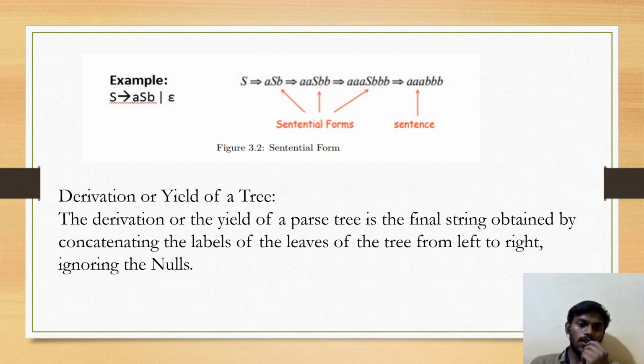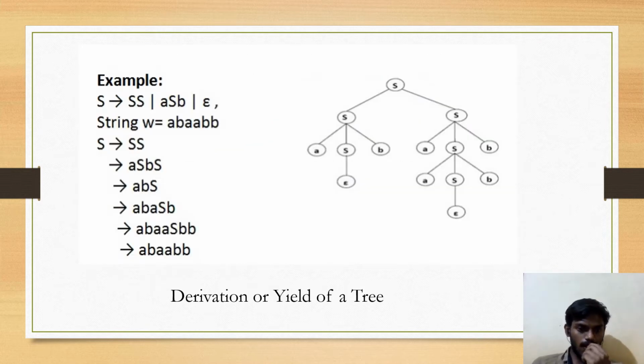Derivation or yield of a tree. The derivation or the yield of a parse tree is the final string obtained by concatenating the labels of the leaves of the tree from left to right, ignoring the nulls. Here is the example of derivation or yield of a tree.